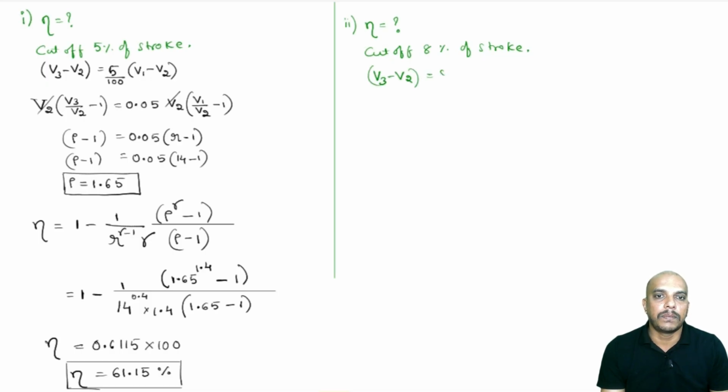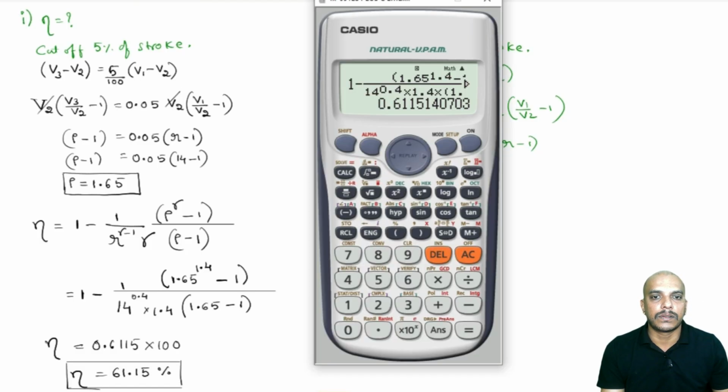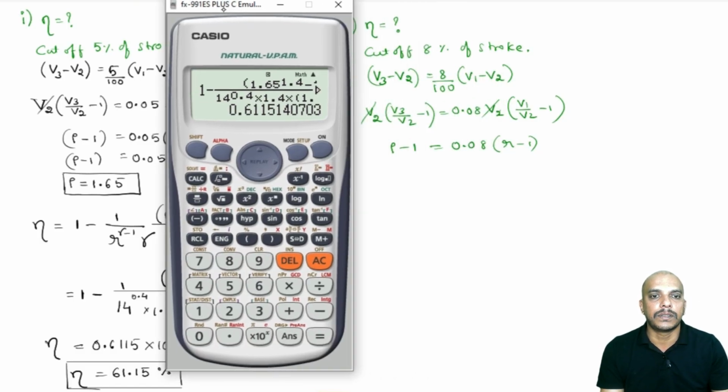Cutoff is 8% of the stroke, V3 minus V2. Then we will take this common out, so we will have V3 by V2 minus 1, this will be 0.08 V2. If we take V2 out common, this will be V1 by V2 minus 1, then V2 cancels out. So rho minus 1 is equal to 0.08 into R minus 1. Now, let us solve this equation and find out the cutoff ratio.